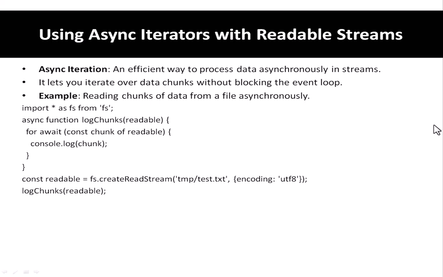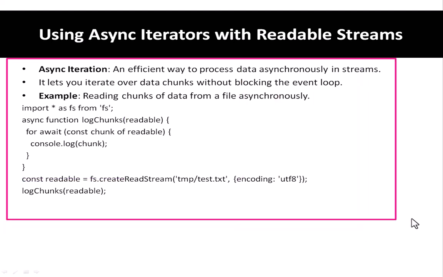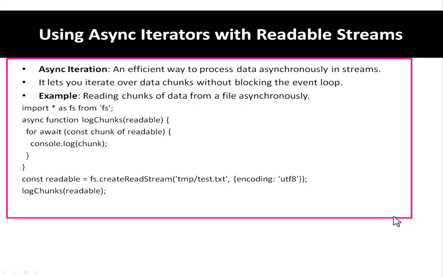So next we are using an async iterator with a readable stream. Async iteration is an efficient way to process data asynchronously in streams. Now, for example, if you want to iterate over the content of a particular file, you use the package import star as file system from fs.